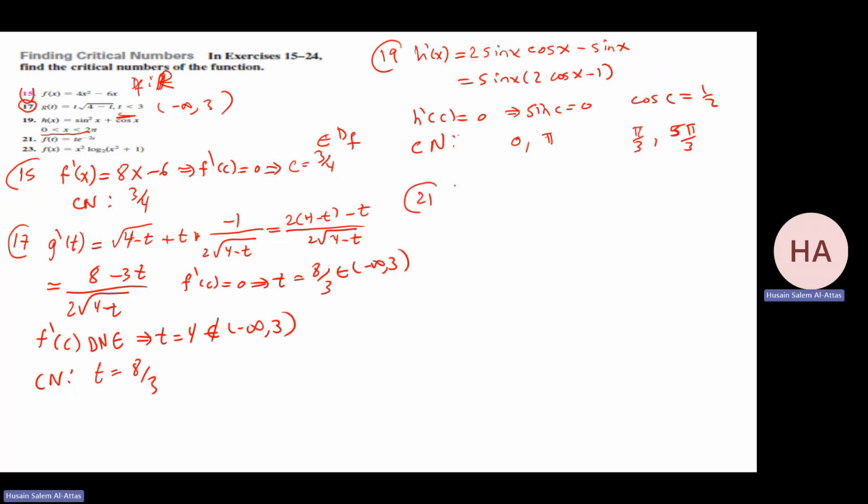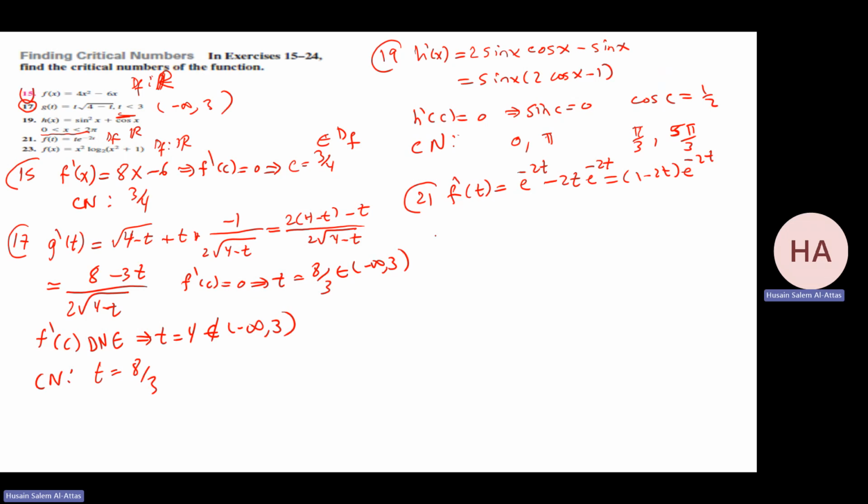21, f of t. What's the domain here? The domain is all real numbers. We have no restrictions in the domain. So here f prime at t will be what? It is 1 minus 2t. If I make this equal to 0, that implies t equals half, which is the only critical number. So the critical number is t equals half, and it belongs to the domain of f because the domain of f is all real numbers.